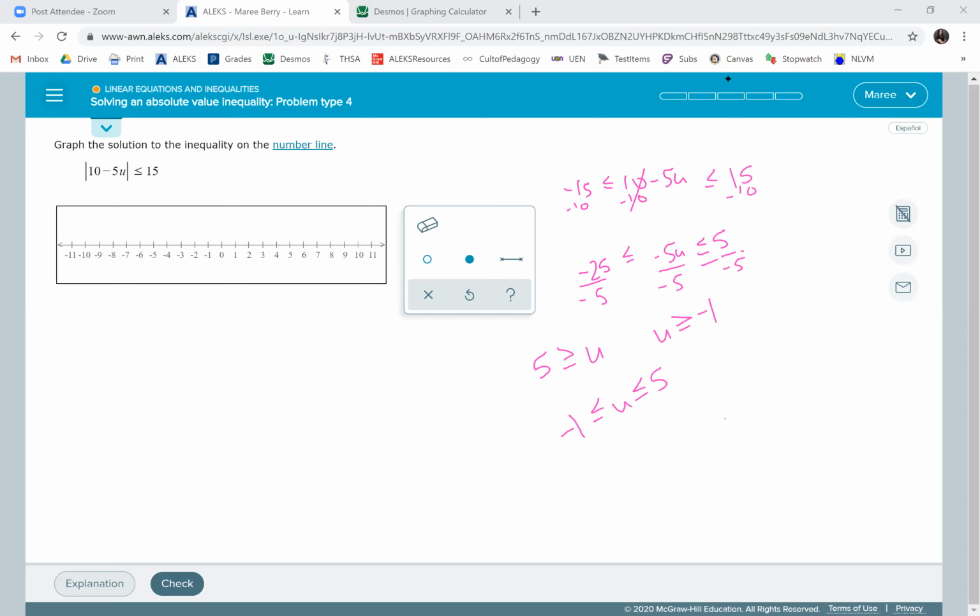So it's between negative 1 and 5, and we want a solid dot. Negative 1, 5, we put it between. We can test one to see. So if we put a 2 in there, 10 minus 10 is 0, and that's less than or equal to 15, the absolute value of that. So yeah, that works. We got it.